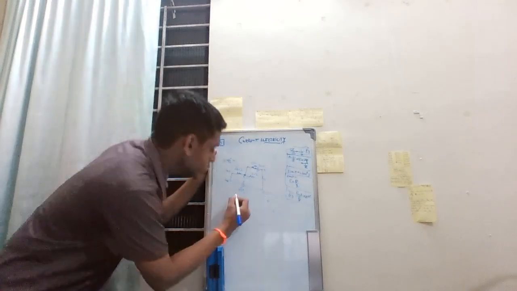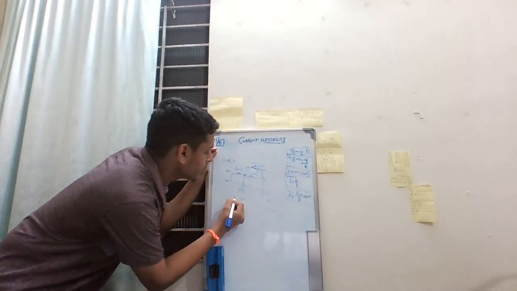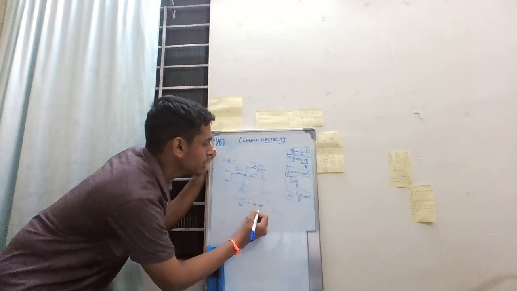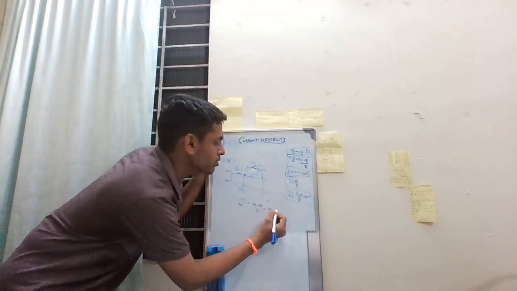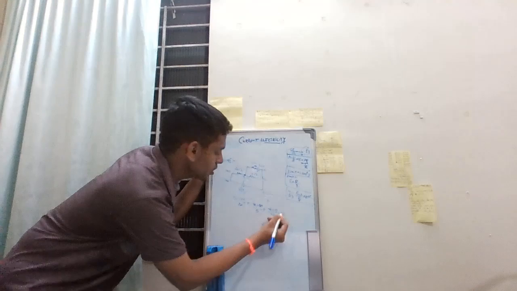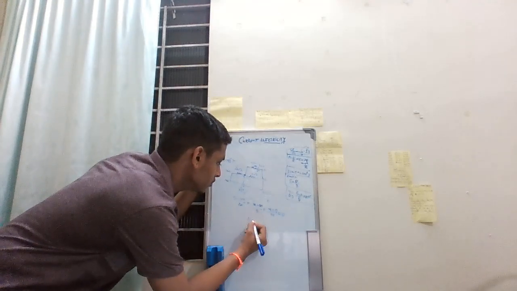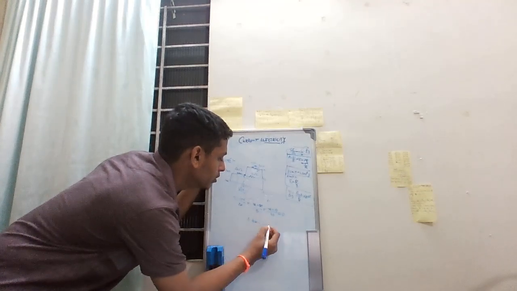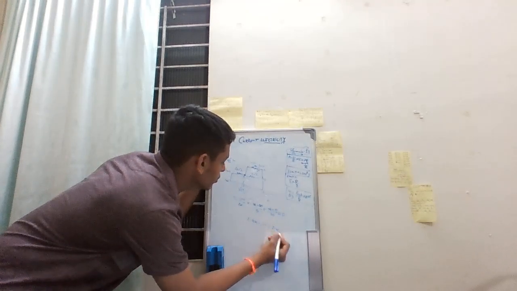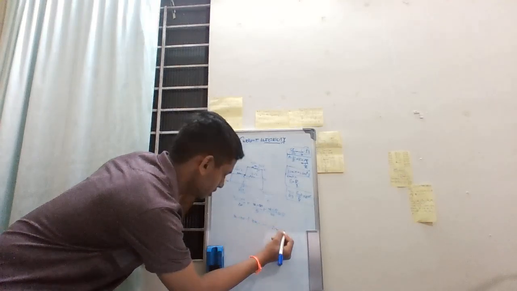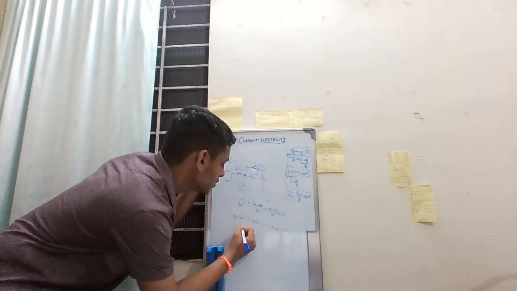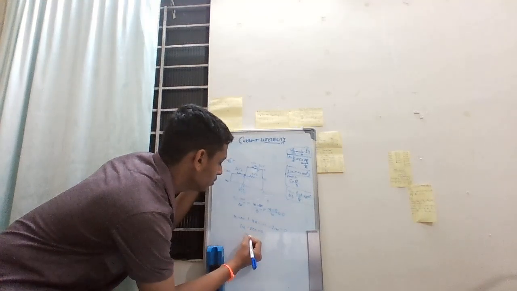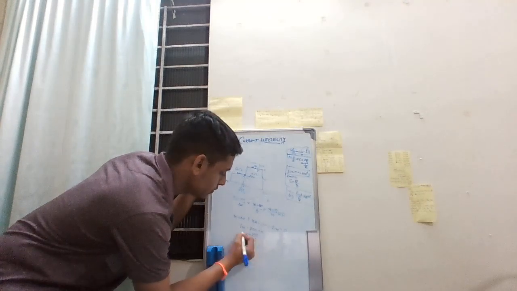Let's assume it is x. So (x minus 100) by 20 plus (x minus 50) by 5 plus (x minus 0) by 10 will be 0. The LCM is 20, so 4x minus 200 plus 2x, x minus 100, 4, 5, 6, 7, 7x equals 300. It equals 300 by 7 volts.